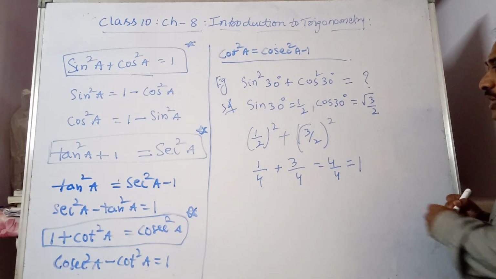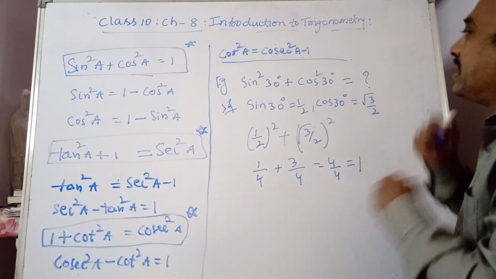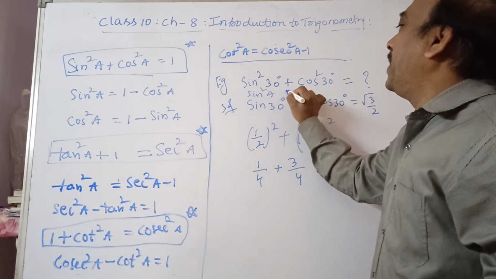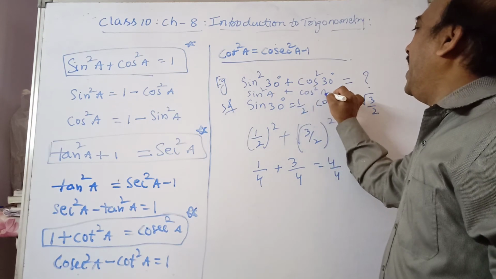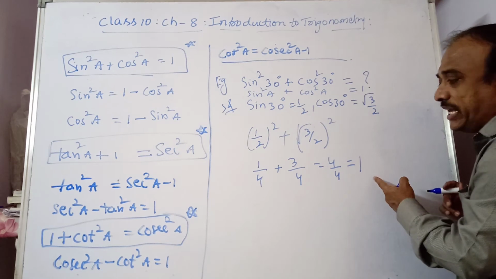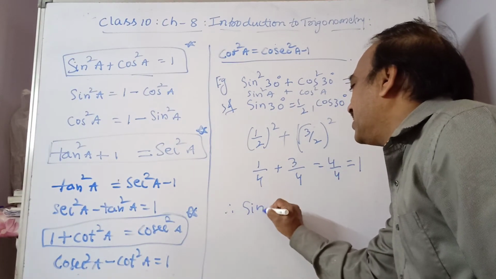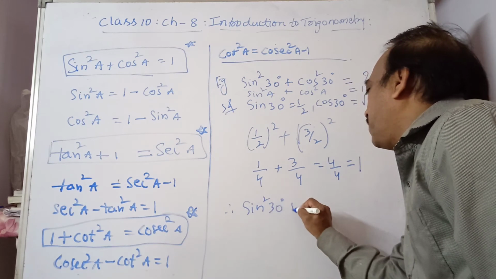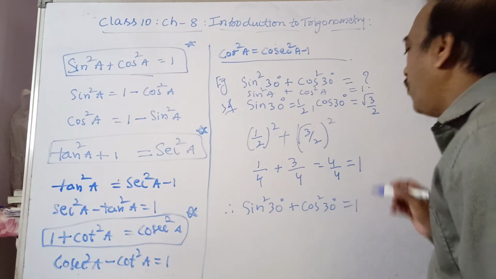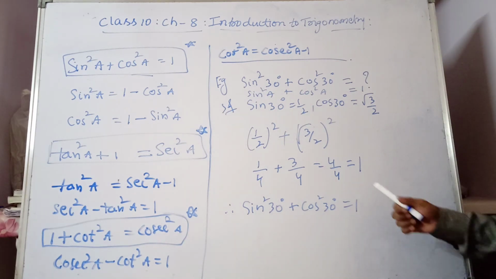Now you see what you got, sin square 30 plus cos square 30. The identity is sin square A plus cos square A is equal to 1, so you must get the answer as 1 only. So we got the 1. Therefore, sin square 30 degrees plus cos square 30 degrees is equal to 1.